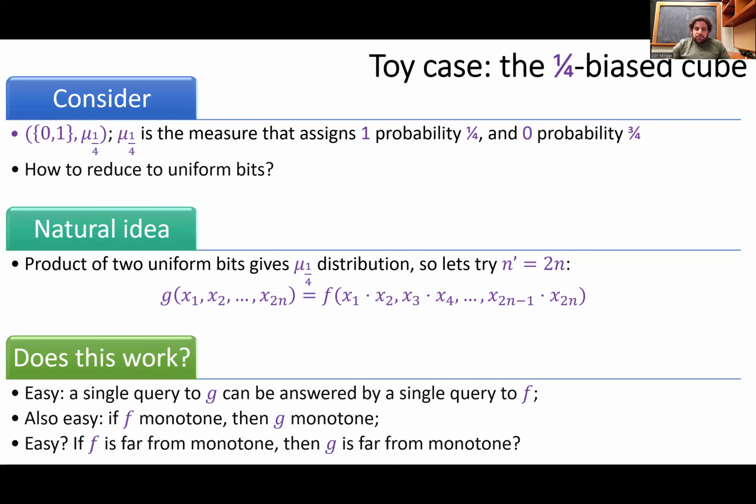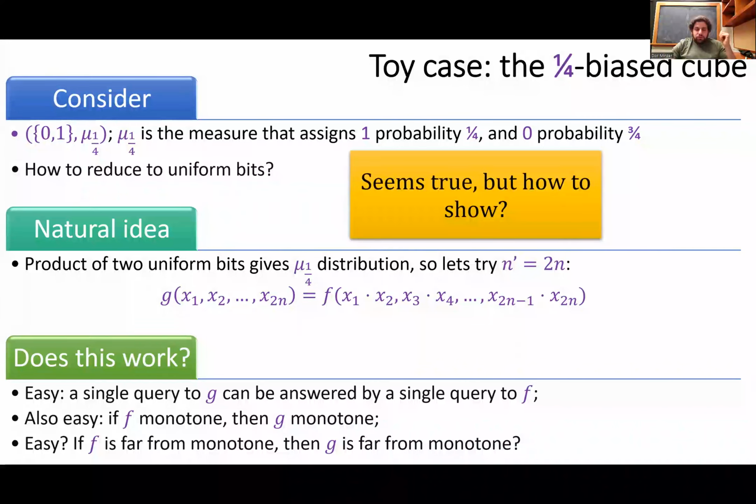And what seems like it should be the case, but it's not completely clear, is what happens if F is far from monotone. In that case, we would like to say that G is far from monotone. And this makes a lot of sense, right? All of the simulation here seems to be the correct way. And it seems true, but how do you show it? And the issue here is that we don't have many tools to show that something is far from monotone. So let's try to do it nevertheless.